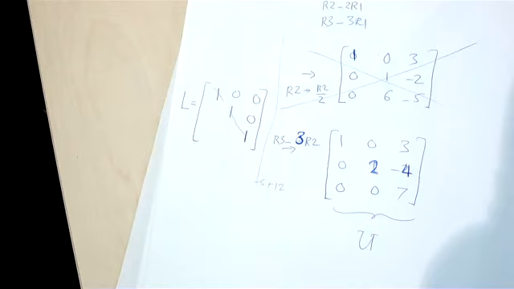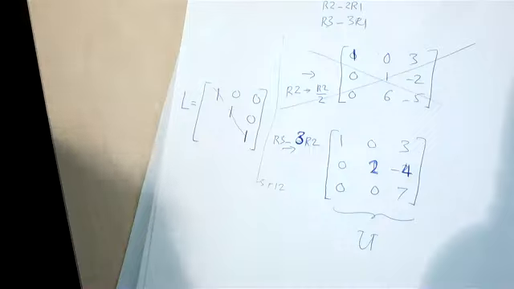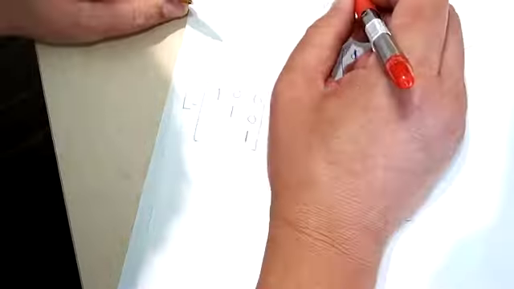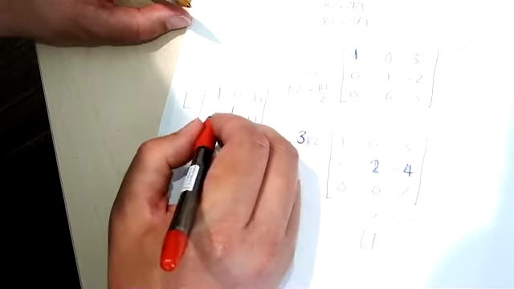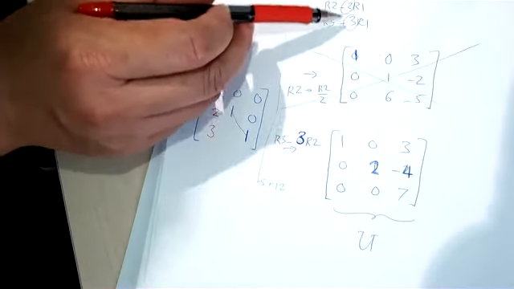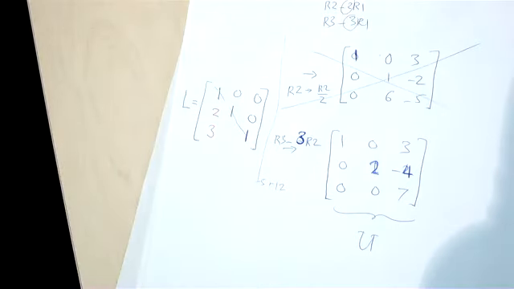So the entries, these entries, 2 and 1. 1 is here already, but 2, where does it come from? So 2 comes from here. Actually it comes from the factor here. So it will be 2 here, okay? And 3 comes from this factor, yeah? So the factors that you use in your row operation actually are the entries for the matrix L.